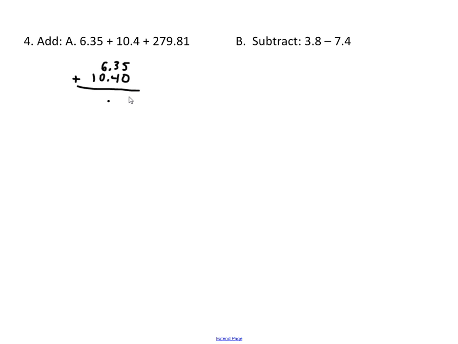So 5 plus 0, 5. 3 plus 4, 7. 6 plus 0 is 6. 1, 6.75. But we still have this number to add up, 279.81. So we're going to take this result and we're just going to continue to add. So we'll put another column over here for the hundreds, the tens, the ones, our decimal point, and our decimal 81.